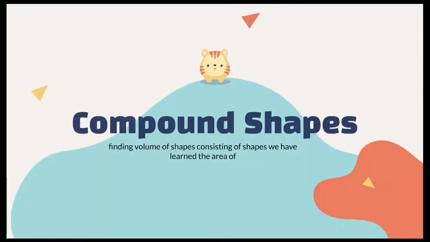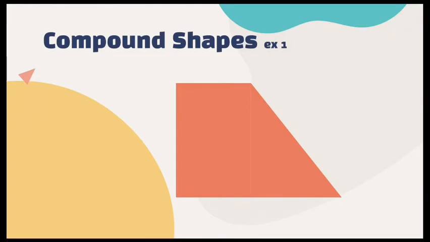Okay, now we're going to go into compound shapes, which is finding the area of shapes consisting of shapes we have already learned the area of. So it's a combination of shapes. Here we have a compound shape, and if we look closely, we can see that it's just a rectangle and a triangle together. So giving the dimensions, we can now solve it.